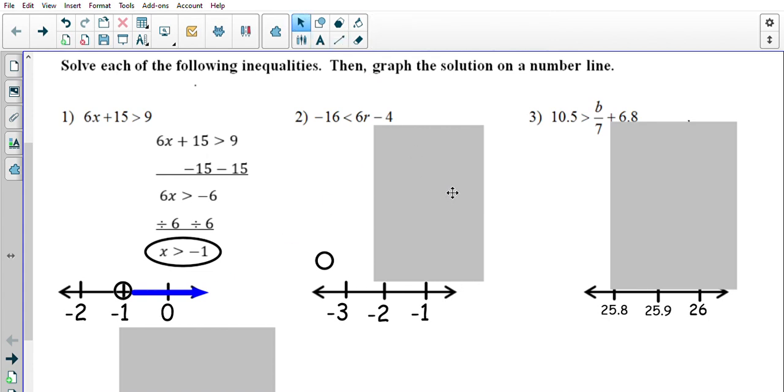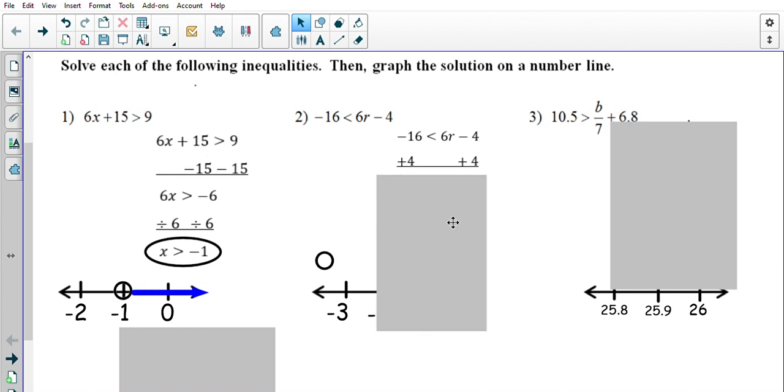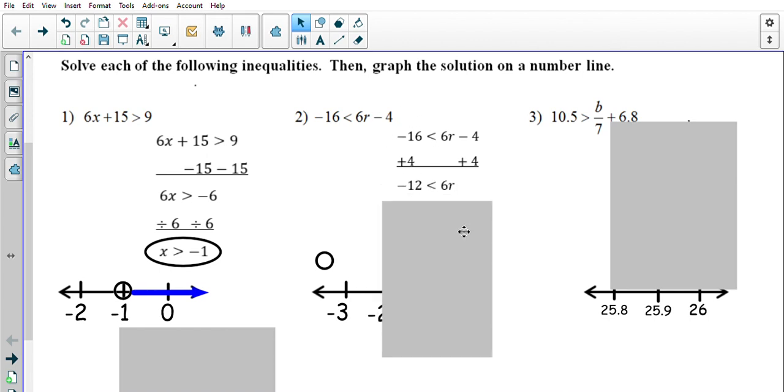All right, let's take a look at question number 2. We have negative 16 is less than 6r minus 4. We want to get rid of our constant of minus 4 here, so we're going to add 4 to both sides. Negative 16 plus 4 is negative 12. So we have negative 12 is less than 6r. Just like our last question, the inverse of multiplying by 6 is to divide by 6. So I get negative 2 is less than r.